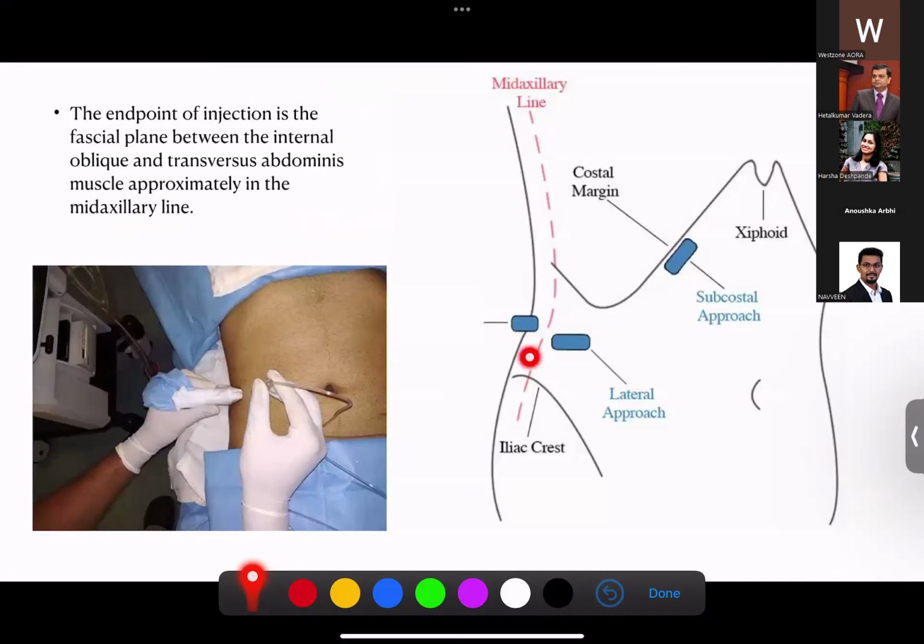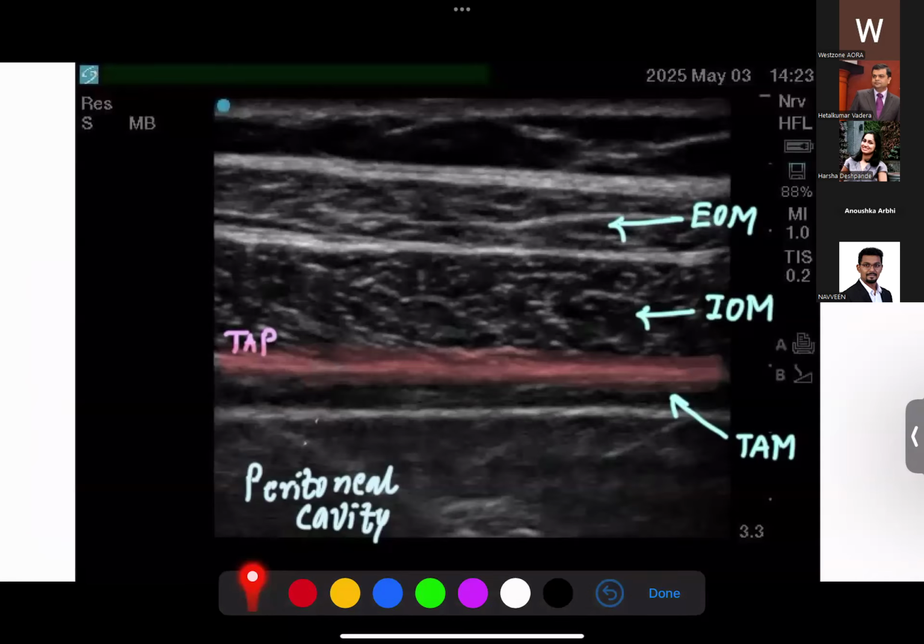This is the probe position for the lateral approach, and we can see in the patient we have to use the needle in-plane approach from anterior to posterior, and the end point of injection is in the fascial plane between the internal oblique and the transversus abdominis. So this is the USG image. This is the external oblique, internal oblique. The area highlighted in red is the TAB plane, and then the transversus abdominis muscle, and then the peritoneal cavity.